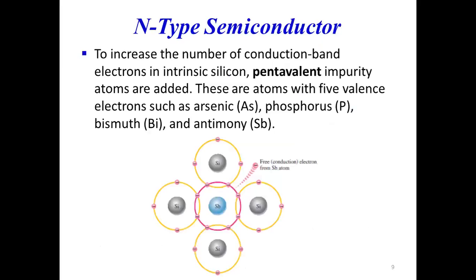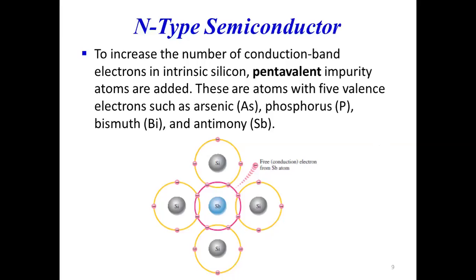Let us see what is N-type and what is P-type semiconductor. N-type and P-type semiconductor means a semiconductor having some impurity. That impurity may be a pentavalent impurity or a trivalent impurity. Now, if you see this particular diagram, here 4 silicon atoms are shown and 1 atom is shown which is antimony. Antimony is a pentavalent impurity. The meaning of pentavalent impurity is that there are 5 valence electrons present in the outermost orbit of the atom.